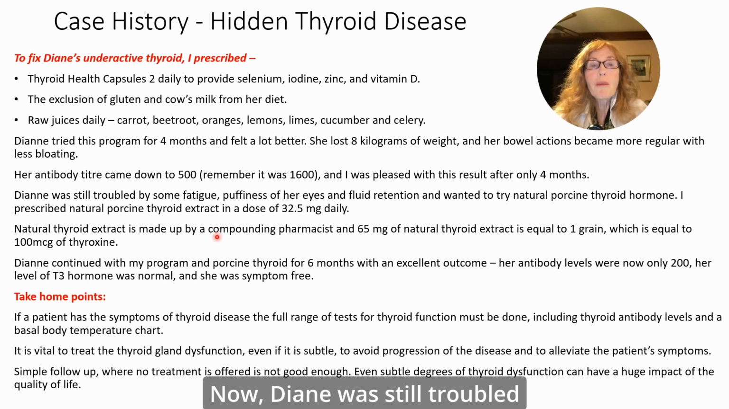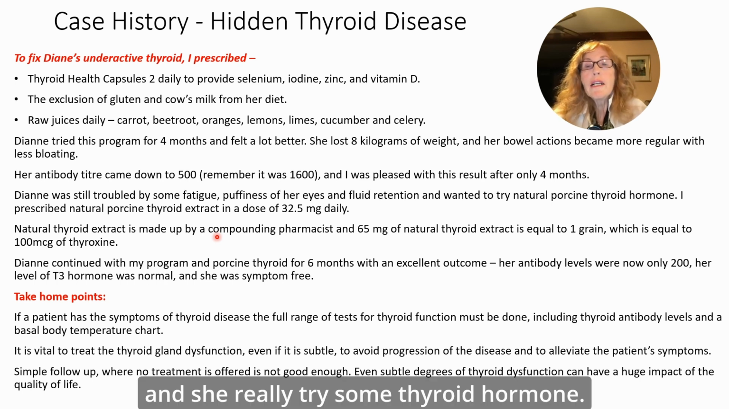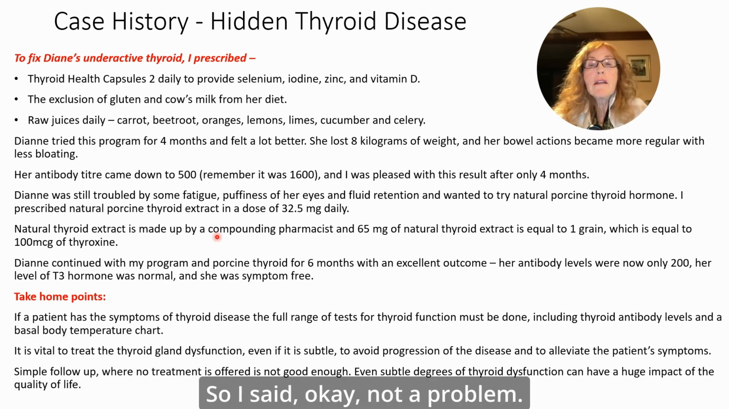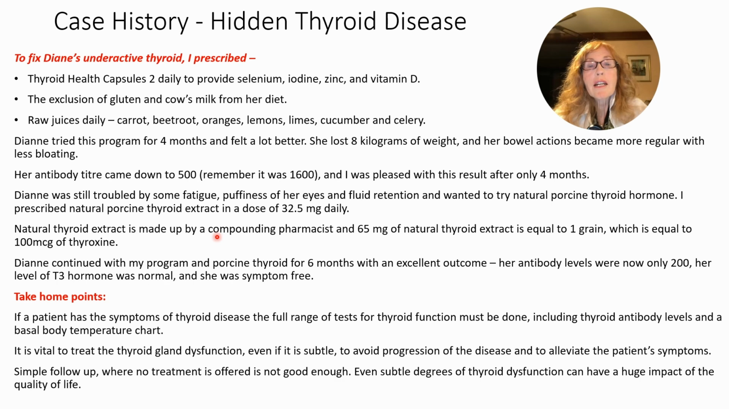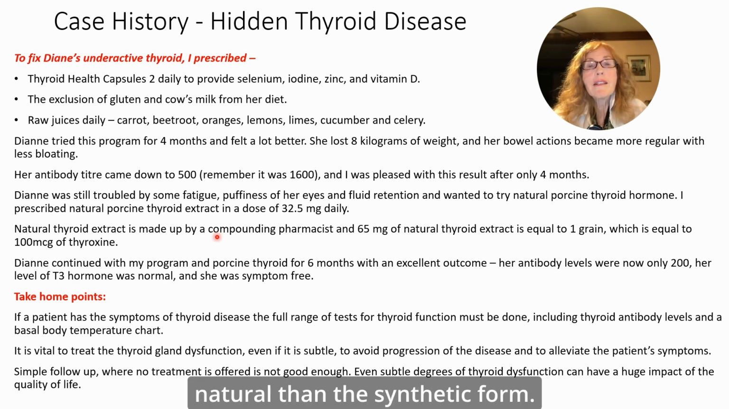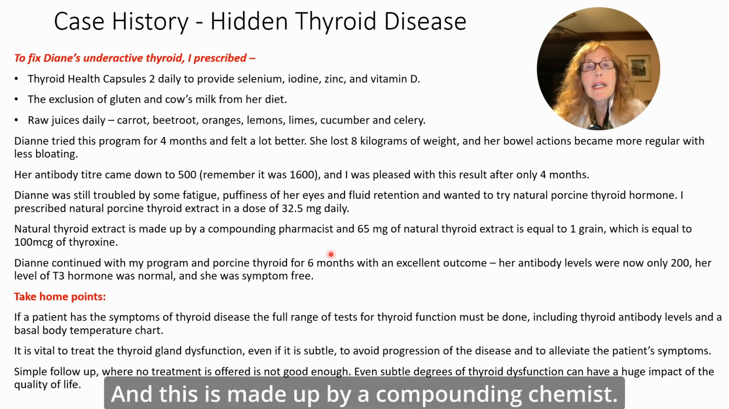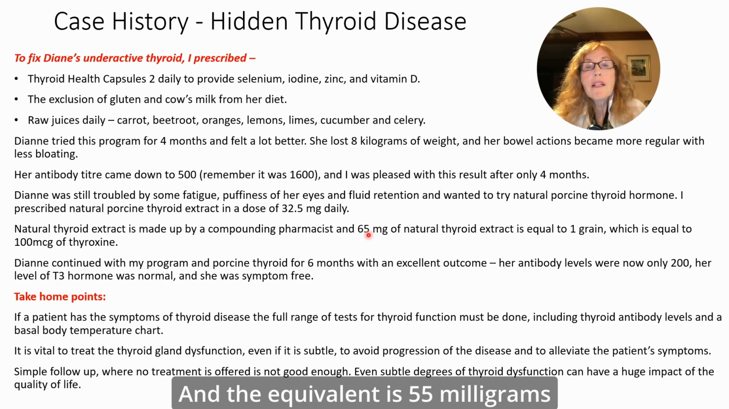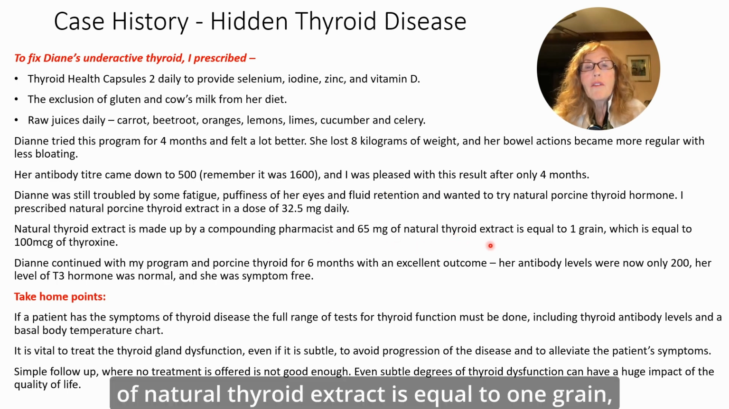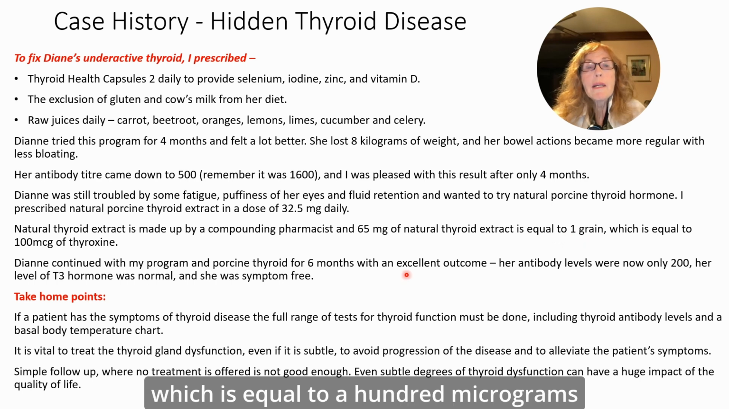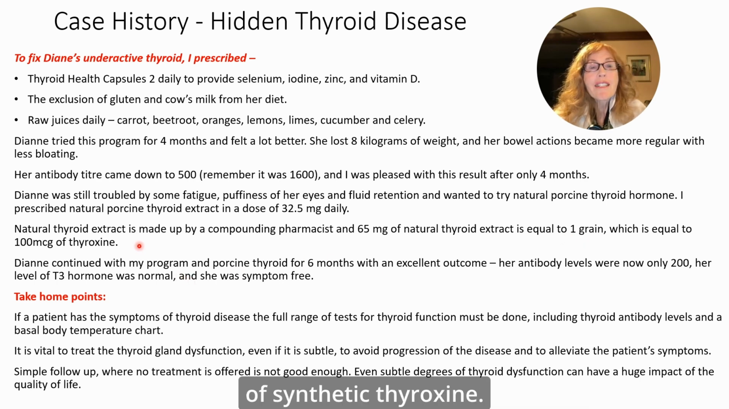Now, Diane was still troubled by some fatigue and puffiness, and she really wanted to try some thyroid hormone. So I said, okay, not a problem. She wanted to try the natural porcine thyroid extract. She thought it would be more natural than the synthetic form. I said, sure, not a problem. So I started her on a low dose of 32.5 milligrams a day. And this is made up by a compounding chemist. And the equivalent is 55 milligrams of natural thyroid extract is equal to 1 grain, which is equal to 100 micrograms of synthetic thyroxine.